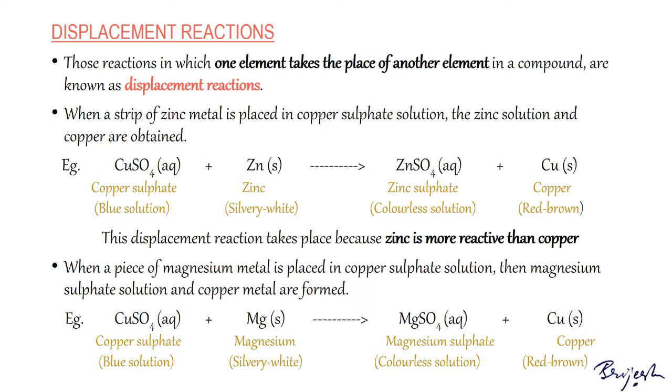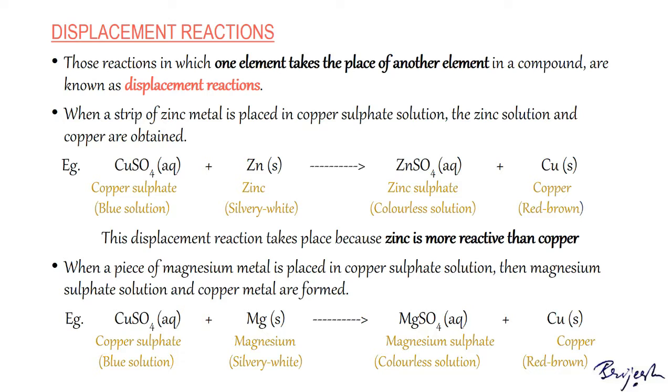Please note that this displacement reaction takes place because zinc is more reactive than copper. I have given some reactivity chart, so just go through that so that you'll understand which metals are more reactive as compared to other metals. So that will make a reference for you so as to understand the reactivity in the reaction.